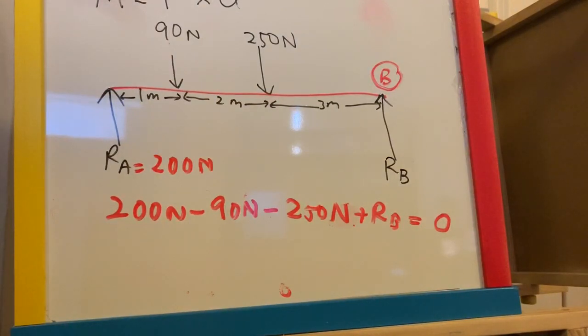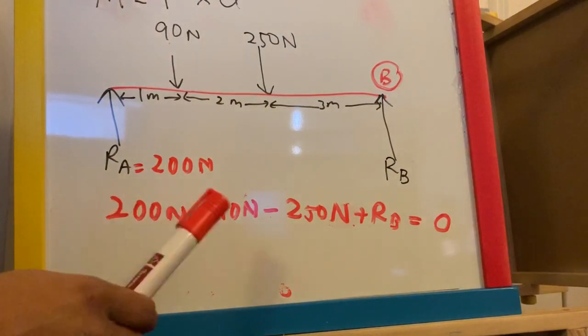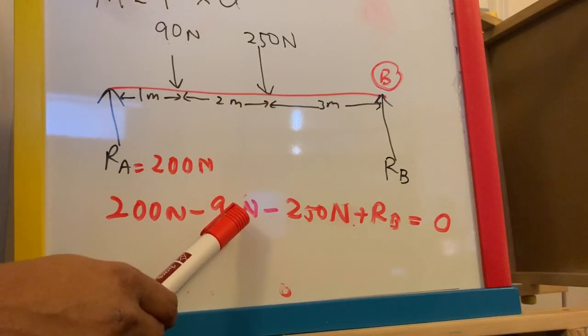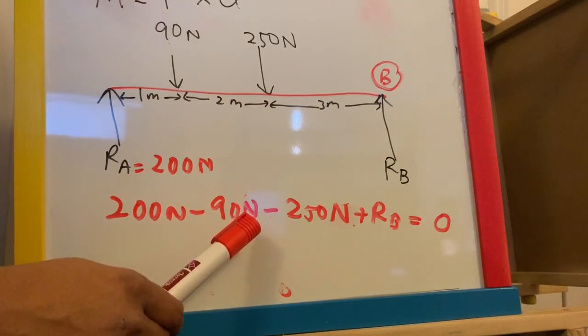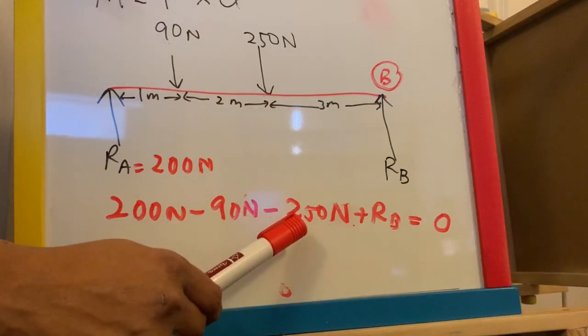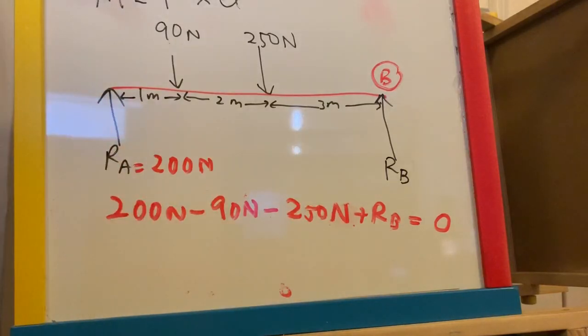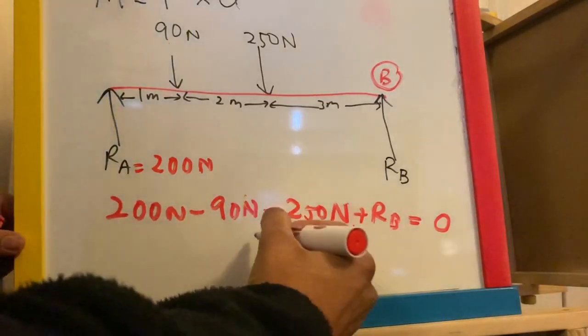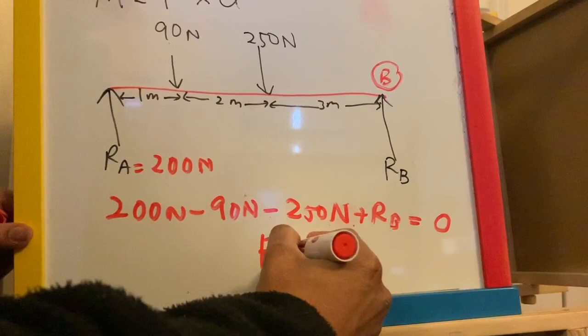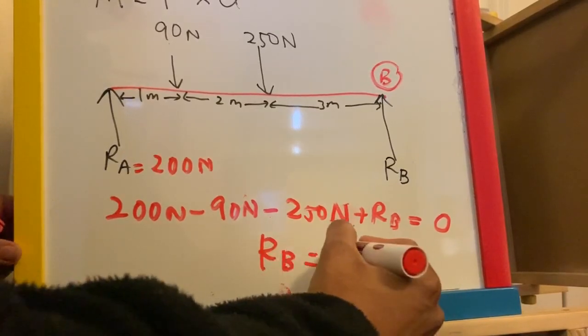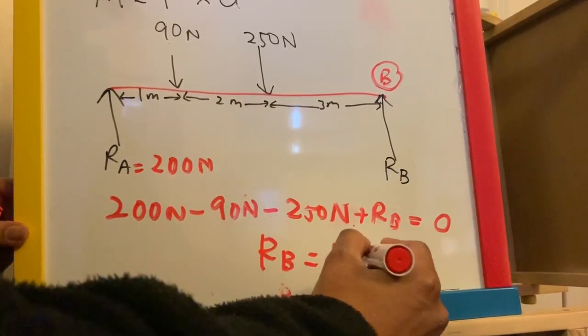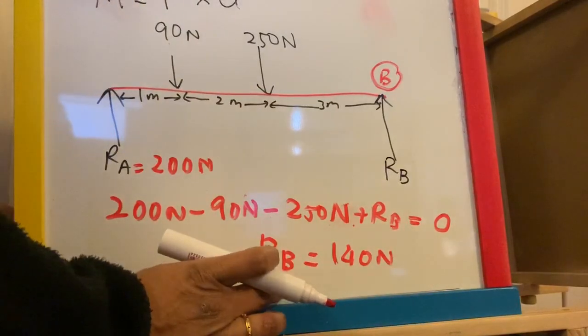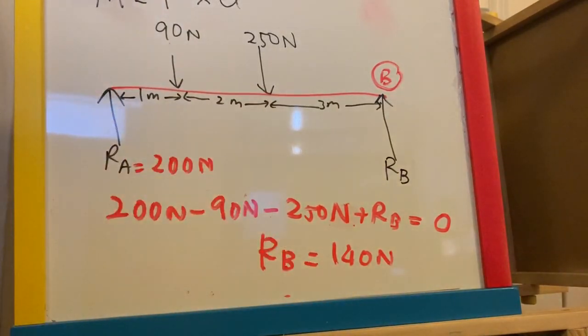Okay, so 200 minus 90 is 110, positive. So 250 minus 110, that gives you RB equals 140 newtons. All right, that's it.